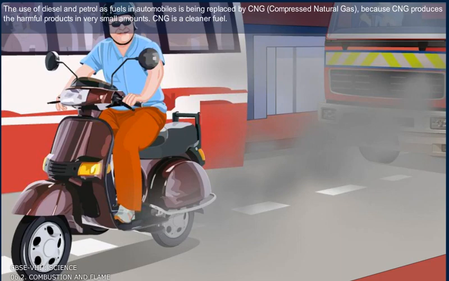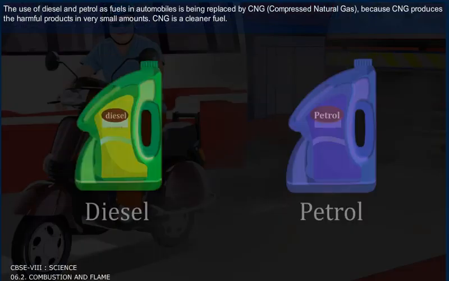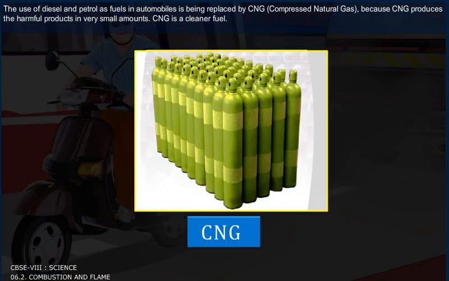The use of diesel and petrol as fuels in automobiles is being replaced by CNG, compressed natural gas, because CNG produces the harmful products in very small amounts. CNG is a cleaner fuel.